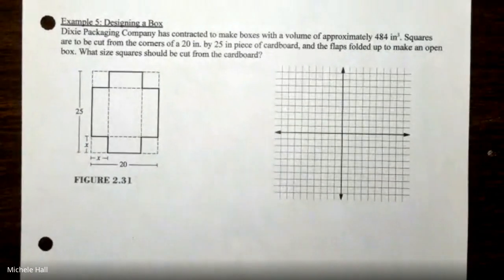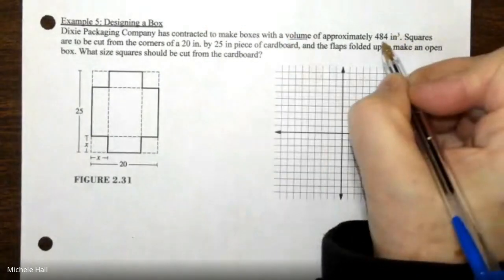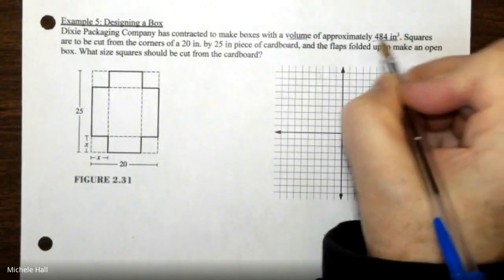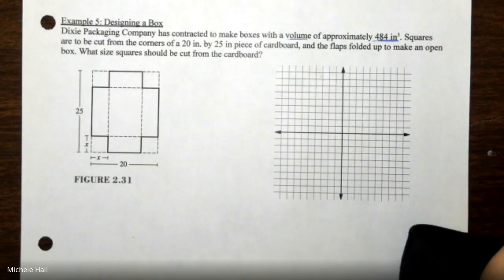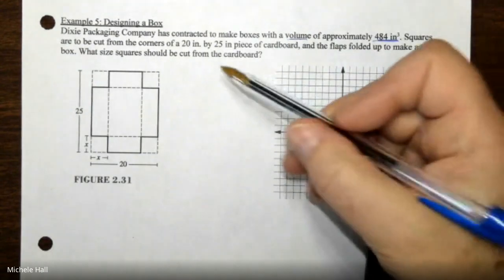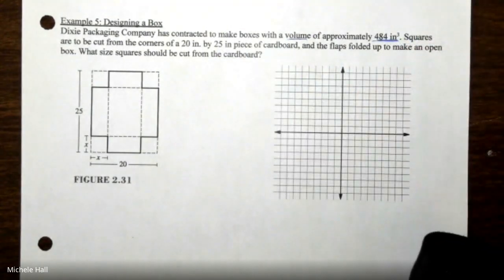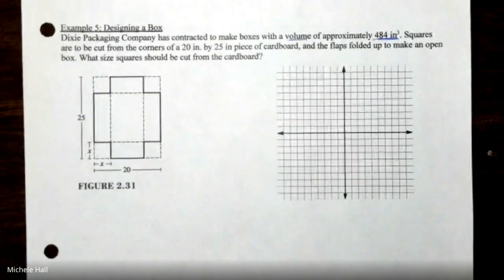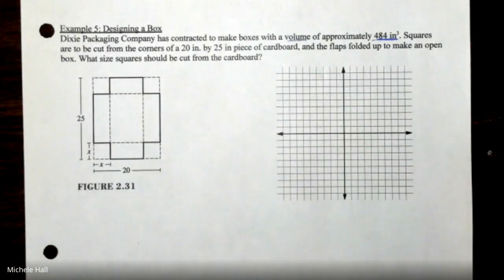Let's see, a box that has a volume of 484 cubic inches. The squares are to be cut from the corners of a 20 by 25 piece of cardboard and the flaps folded up to make the open box. What size squares should be cut from the cardboard? So we already know what formula we're going to be using.